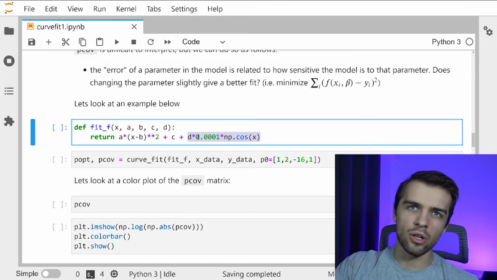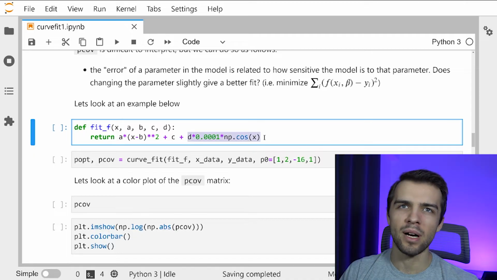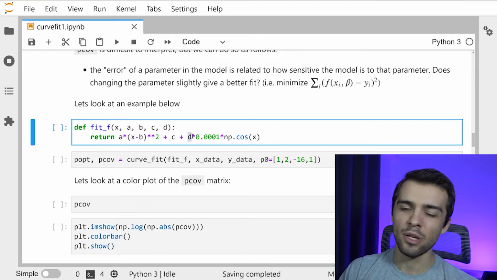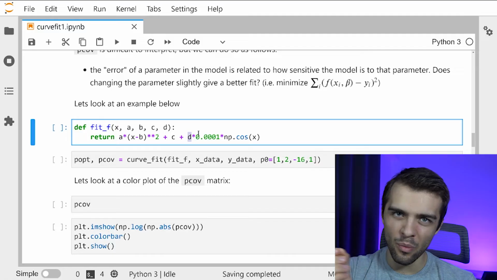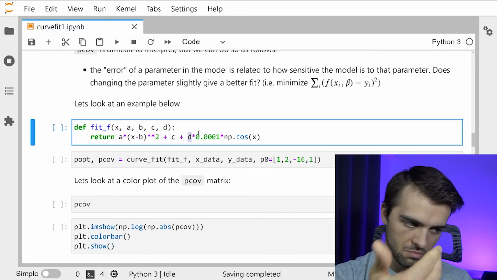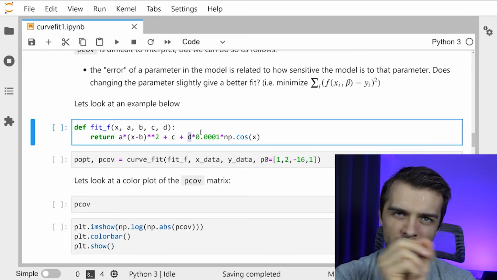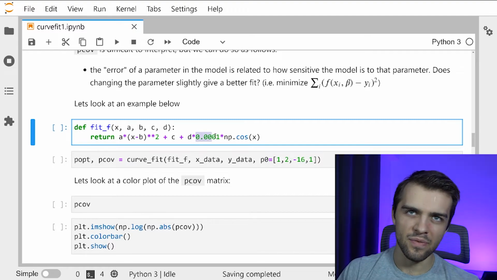So I can change d all over the place, and this isn't really going to do much. So it means that there's going to be a lot of error on d, because we don't really know what value it is. D could be 0, which it technically is, but it could also be all these other values, because there's this factor here.